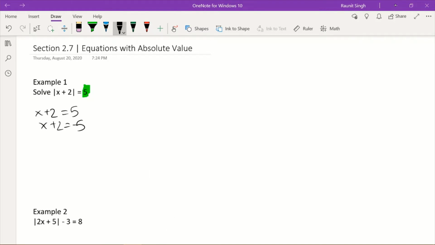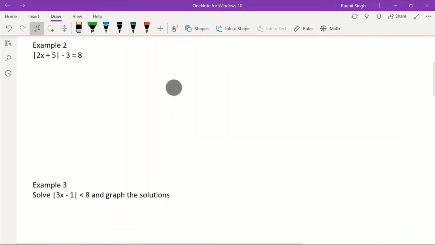For the top one, we have x equals 5 minus 2, which is 3, and for this one we have x equals negative 5 minus 2, which is negative 7. If we plug both of them in, negative 7 plus 2 is negative 5. Absolute value around it means that it equals 5. And then you do the same thing with 3, and you're going to get 5.